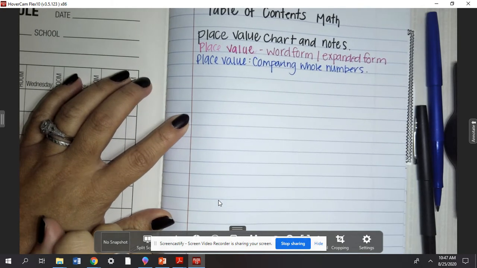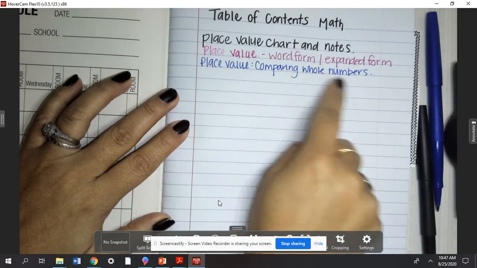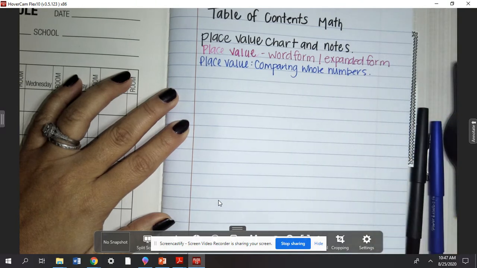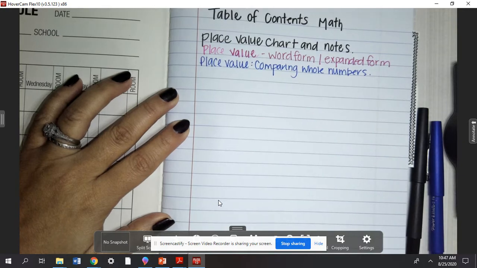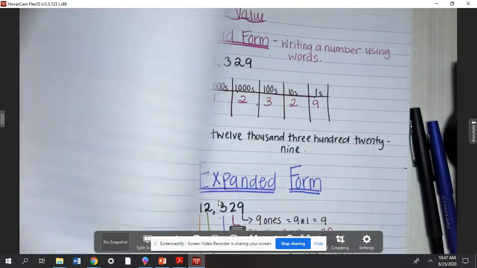So, if you are keeping a math notebook, today we're going to do place value. We're going to compare whole numbers, and then we're also going to put them in order. So if you want to pause the video and write that down, if you are writing your notes at home, you can do that. So let's go ahead and get started.